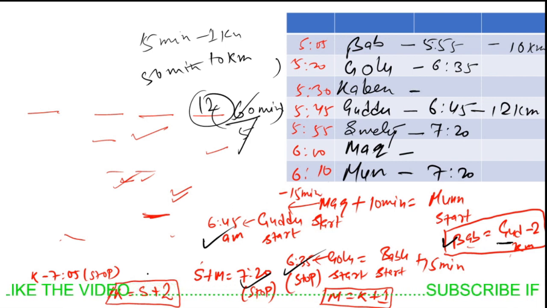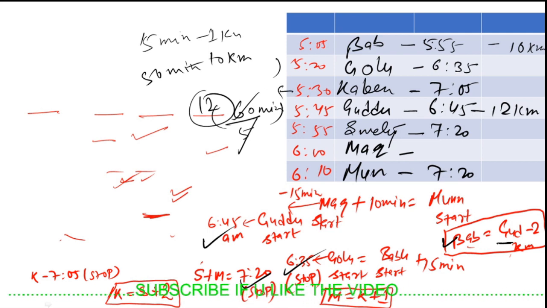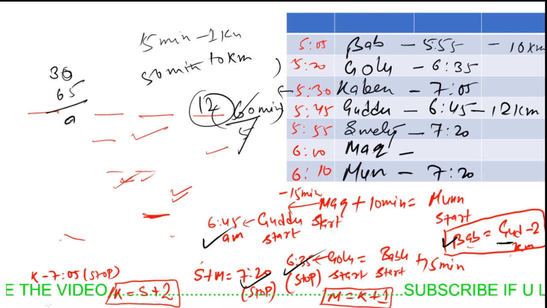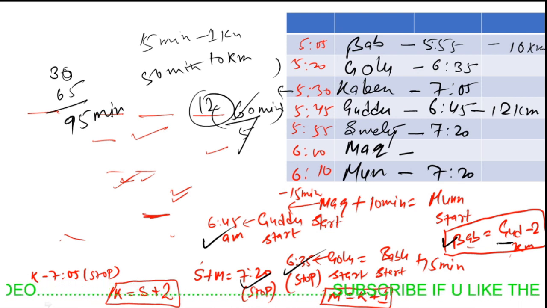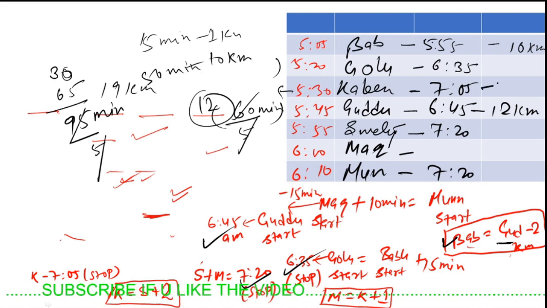So Kalin, we know that Kalin is stopping at 7:05, and so what's the duration of Kalin? Kalin's duration is from 5:30 to 7:05. From 5:30 to 6 is 30 minutes, and then 65 minutes more, so we get a 95-minute duration. In 95 minutes Kalin would be traveling, divided by 5, 19 km. So Kalin is traveling 19 km.